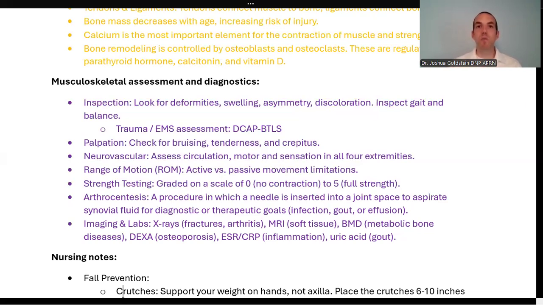So again, that gives us a really full image of what we should have in our mind when we're examining any area of the body, specifically the skin, specifically musculoskeletal, specifically for signs of trauma. That covers everything that we're looking for.